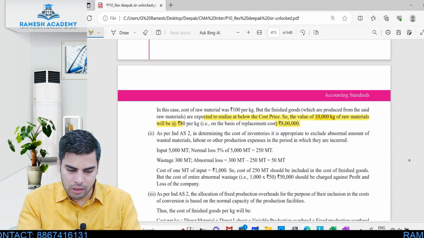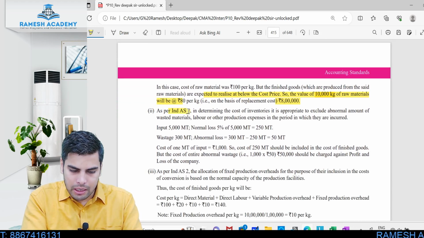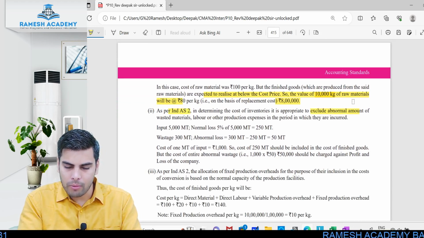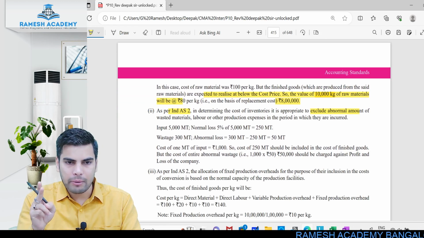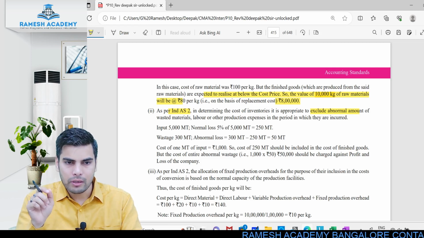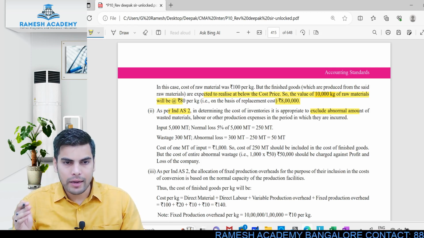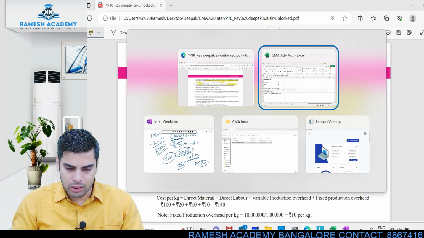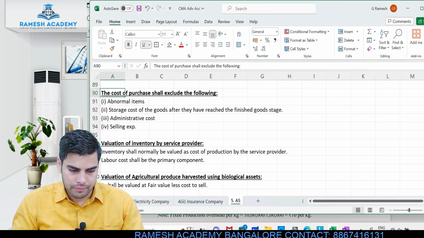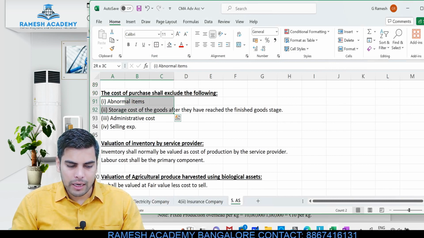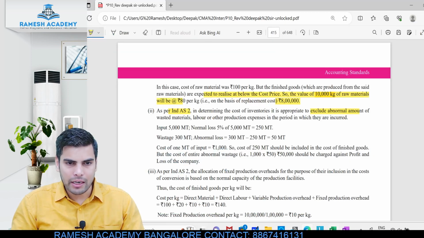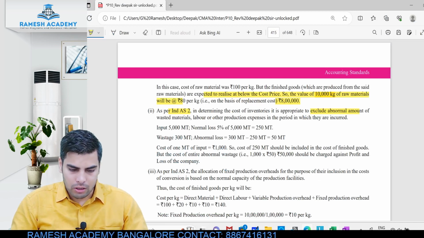Okay, so look at the solution. As per Indian Accounting Standard 2, in determination of the cost of inventory, it is appropriate to exclude abnormal items, administration expenses, selling expenses, everything. Remember, things which are excluded: abnormal item, storage cost of the finished goods. If you see over here, I've given you all these points. Look at this: abnormal item, storage cost of finished goods, administration cost and selling expenses. These are the items which will be excluded from the cost of the inventory.